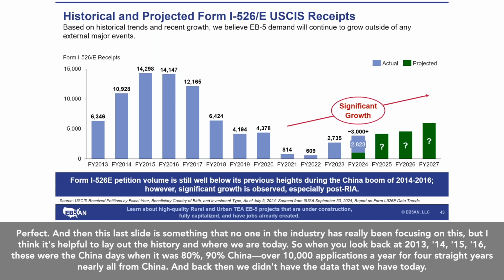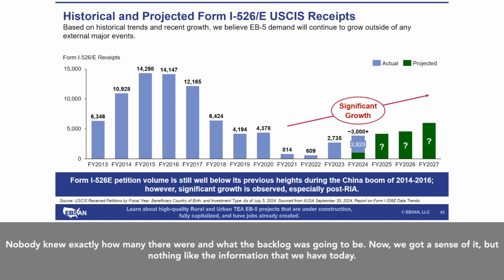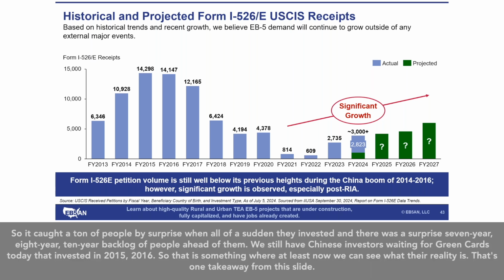And back then, we didn't have the data that we have today. Nobody knew exactly how many there were and what the backlog was going to be. Now, we got a sense of it, but nothing like the information that we have today. So it caught a ton of people by surprise when all of a sudden they invested and there was a surprise 7-year, 8-year, 10-year backlog of people ahead of them. We still have Chinese investors waiting for green cards today that invested in 2015, 2016. So that is something where at least now we can see what the reality is. That's one takeaway from this slide.